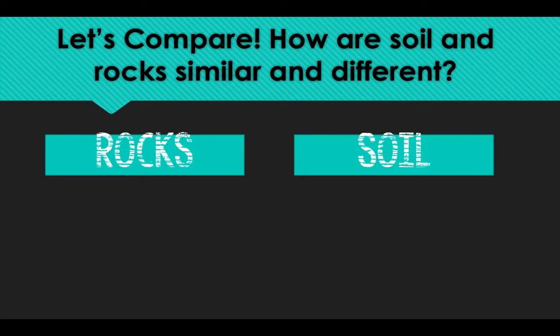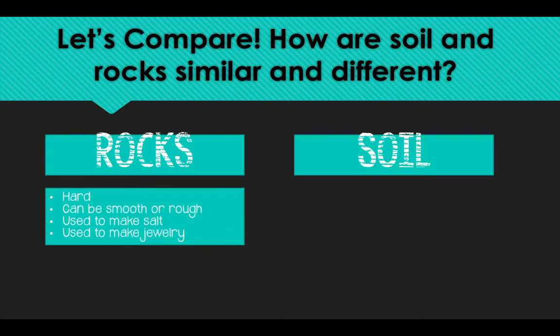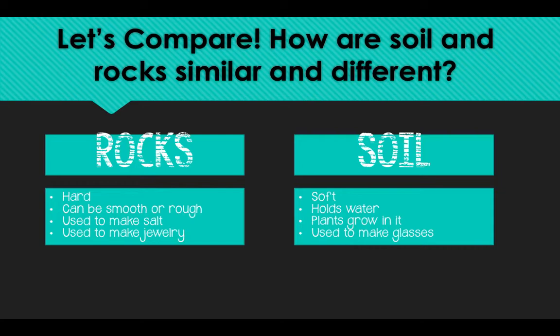So let's compare. How are soil and rocks similar and different? Talk to your partner and think of some differences, and then I'll share some that I thought of. So for rocks, I know rocks can be hard, they can be smooth or rough, they're used to make salt, they can even be used to make jewelry like diamonds. Soil is soft, it holds water, plants can grow in it, and it's used to make glasses.